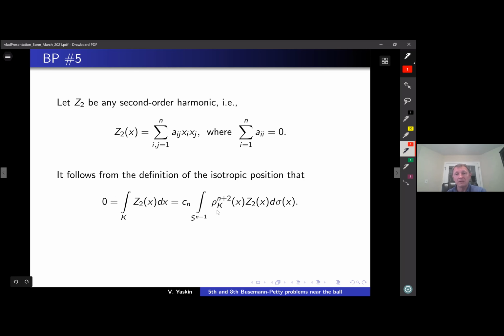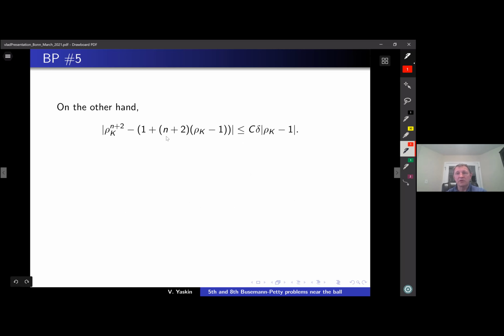So rho_K to the power n plus 2 doesn't have second harmonics. What can we say about rho_K itself? We'll see that it can have a second harmonic, but it will be small. So again, linearizing rho_K to the power n plus 2 near 1, we get this, and this is the second order term, which is small.